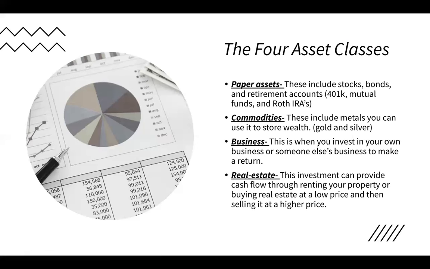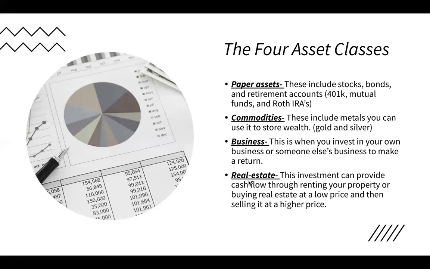And below that, you have businesses. This is when you invest in your own business or someone else's business to make a return. So again, an example would be you started a business, you built it up to where you have 500 employees, and now you can step back and let the business run itself, so you're getting paid passive income. Or you can start a business, build it up, and then sell the business to make a capital gain.